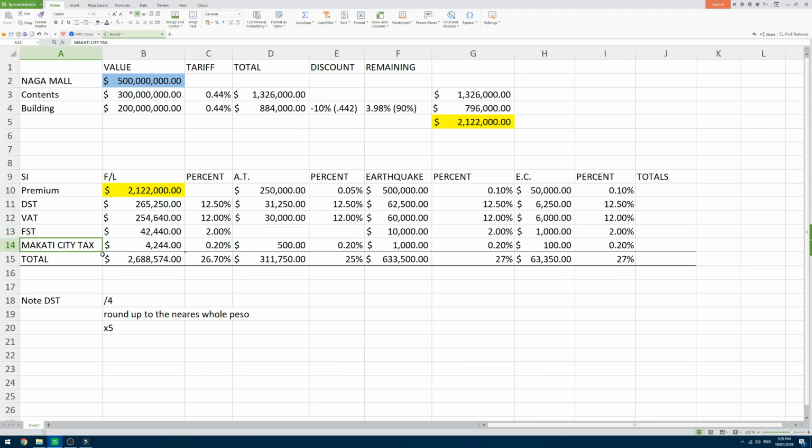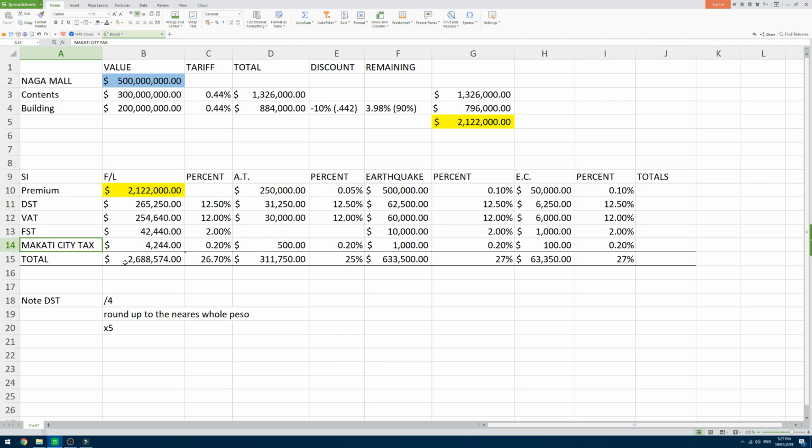And then the next one is the Makati City Tax. You might wonder, why Makati when it's Naga Mall? The property is in Naga, but the Makati City Tax is what is paid. That's because, assuming Pioneer House Insurance accepted this client, the one who operates or processes this is in Makati City, where they are located. The tax paid there is 0.20%. By law, it's there. This is for the local government.